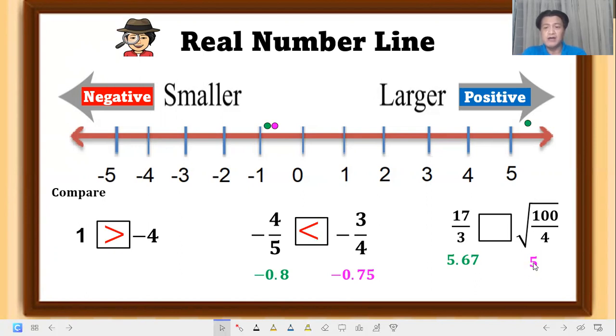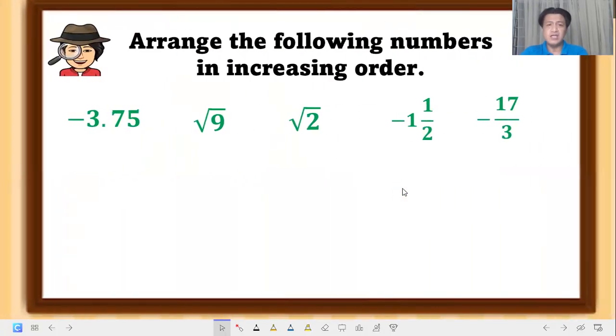Kaya yan yung value. Ngayon, saan makikita to sa number line? Nandito siya. So ang tanong dyan, sino ang mas malaki sa kanila? Okay, di ba? Dito naman sa kanan, di ba? Kapag mas malayo sa 0, mas malaki yung value niya. Saan nakaharap ang ating symbol? Dito po sa 17/3. That's how we are going to compare. With that, this will help you to arrange the following numbers in increasing order. When we say increasing order, you are going to arrange from lowest to highest.